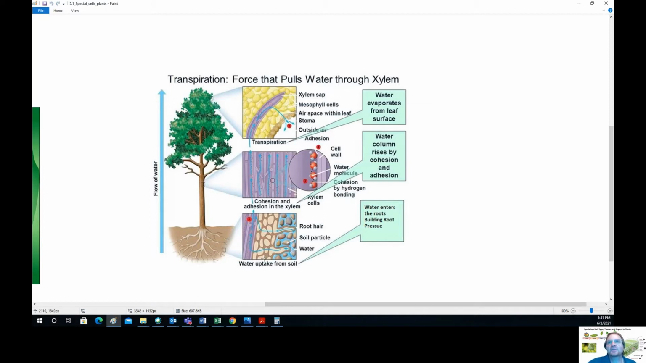And of course, we can kind of see here water moving from the roots all the way up and out the stoma right there. Water's coming out, goes right through a plant. Okay, let's go outside and continue this lesson.